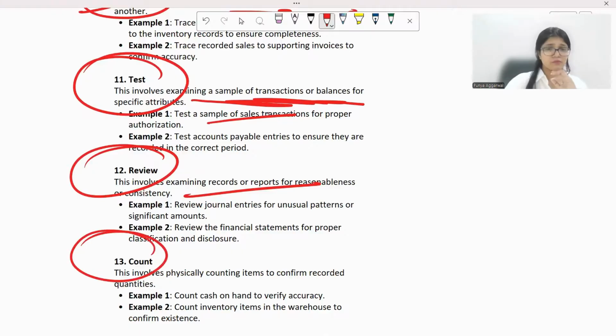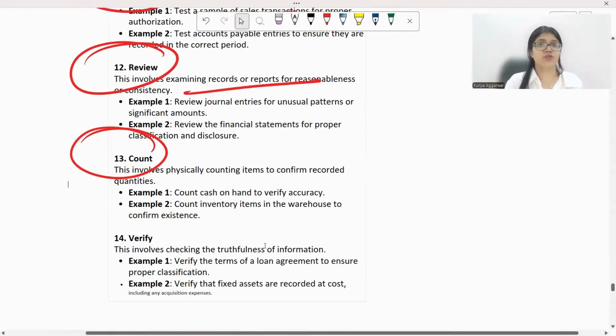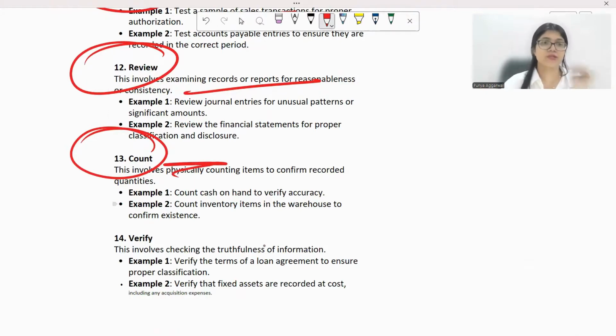Then counting is again majorly related to the physical counting that you do. So for example, if you're doing inventory valuation, so you're counting. If they say कि 10 boxes हमारे पास है inventory में, so you actually count कि 10 है कि नहीं है. Simple as that. This is majorly related more towards your inventory whenever you get inventory substantive procedures.